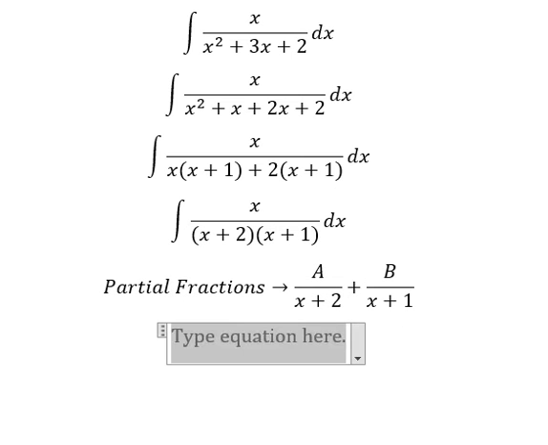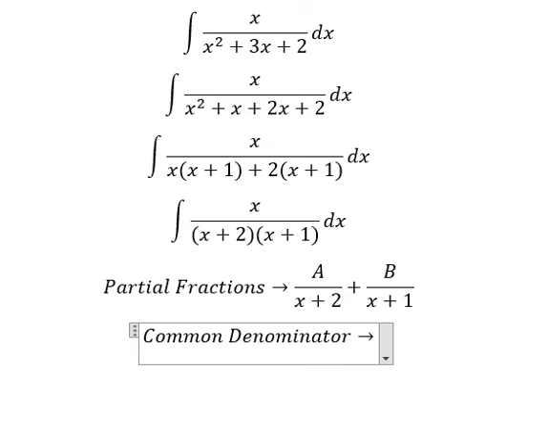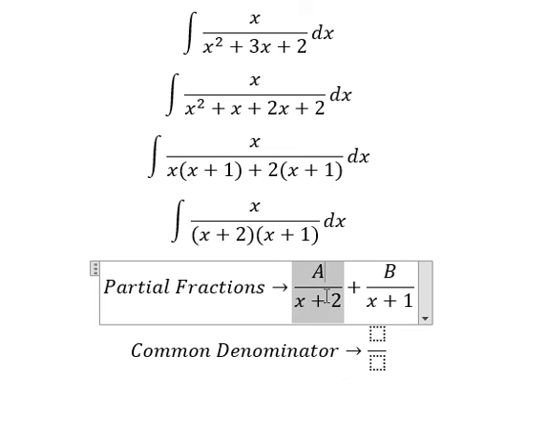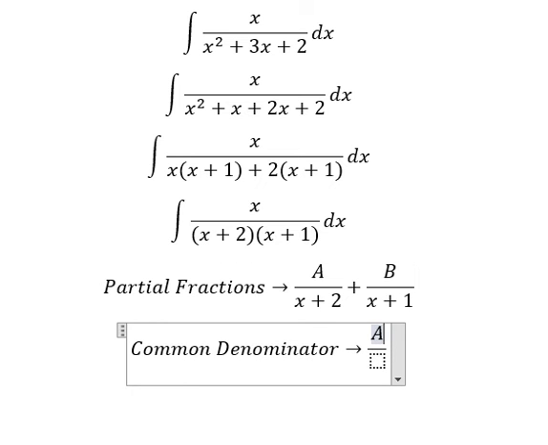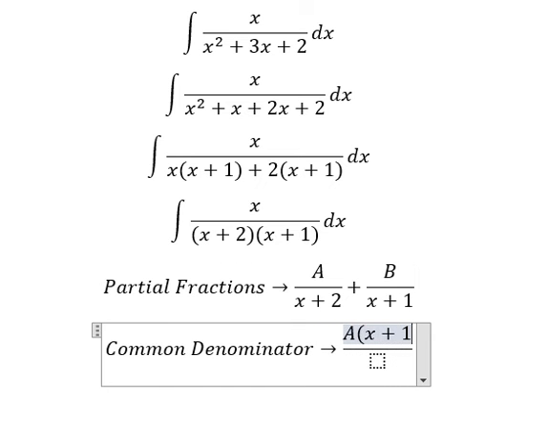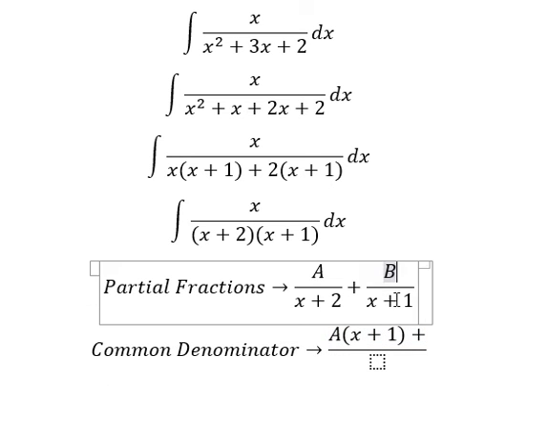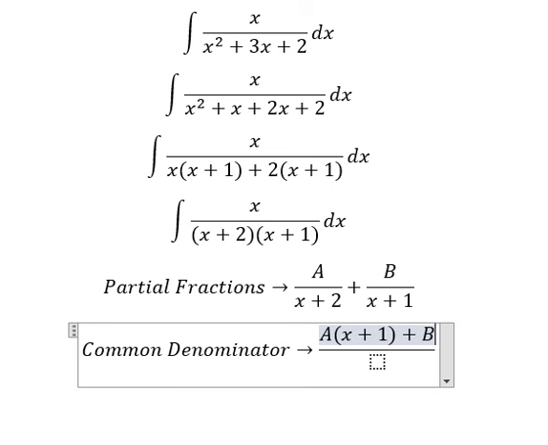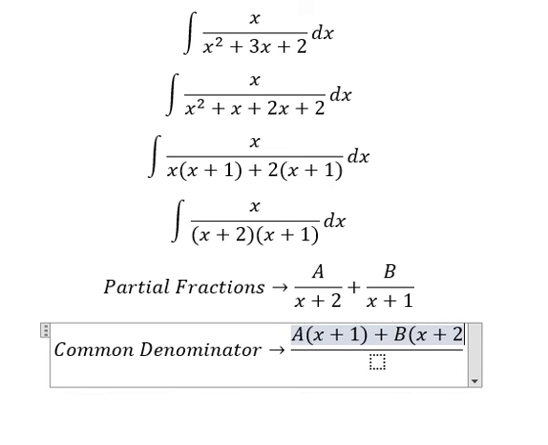Later, we can do common denominator. About this one, it is missing s plus number 1, so capital A multiplied by s plus number 1. About this one, it is missing s plus number 2, so capital B multiplied by s plus number 2.